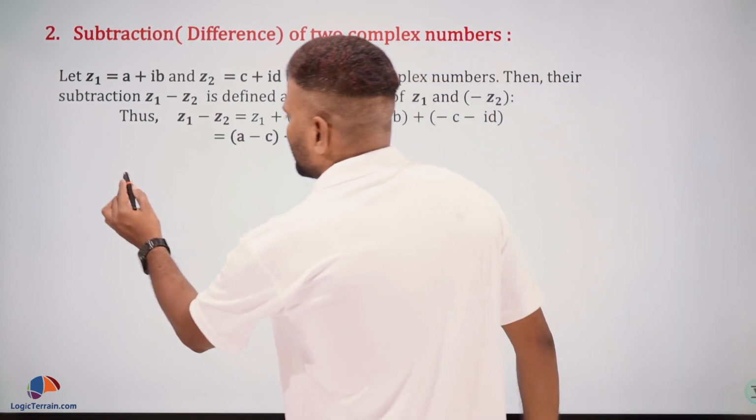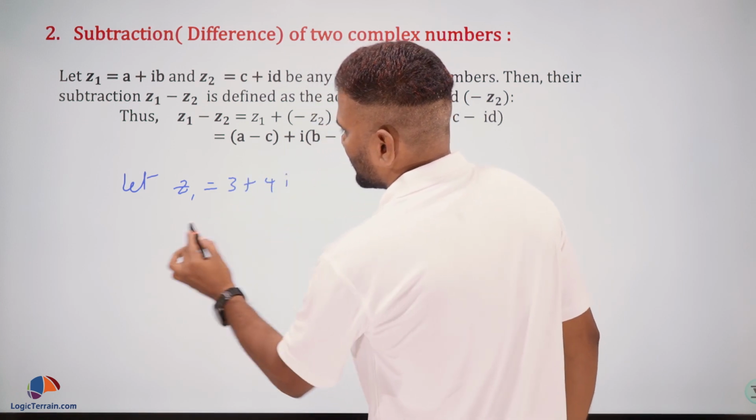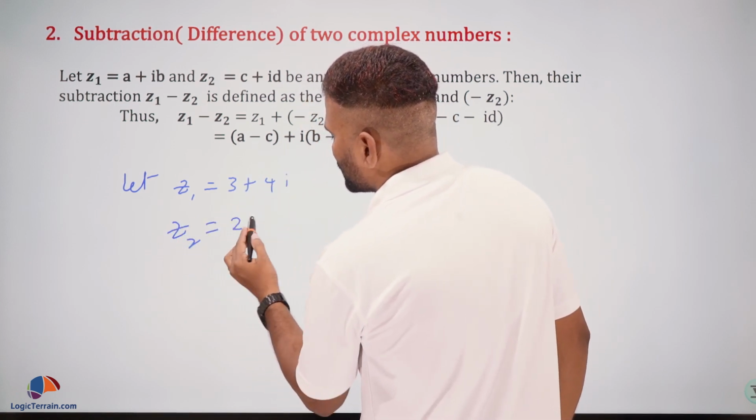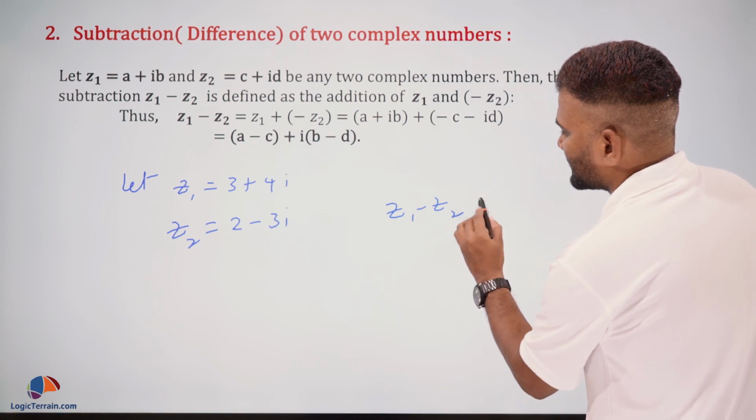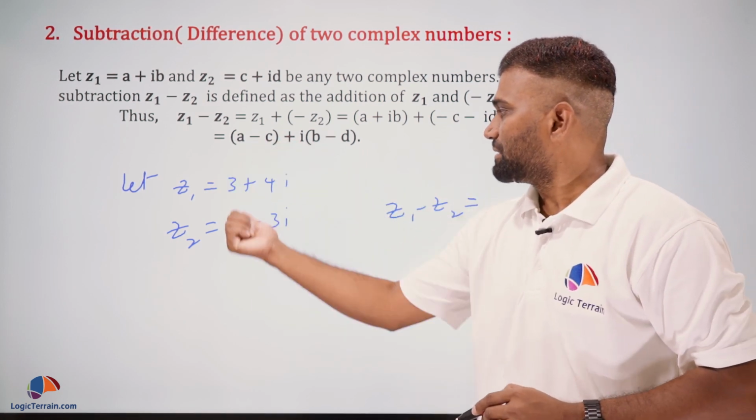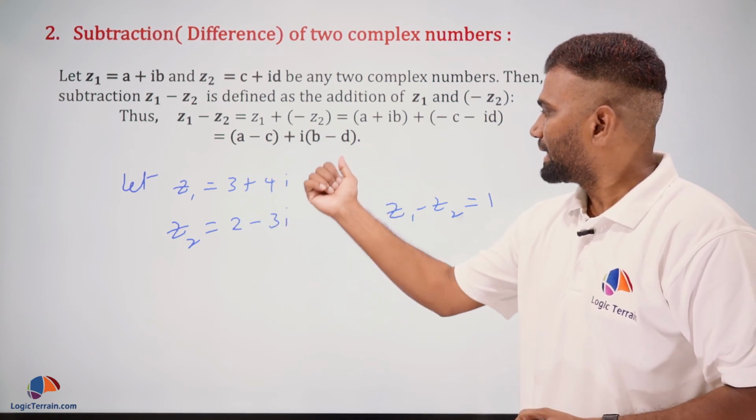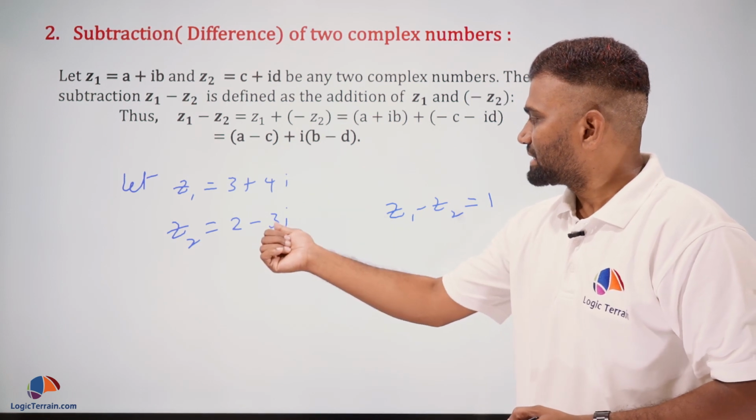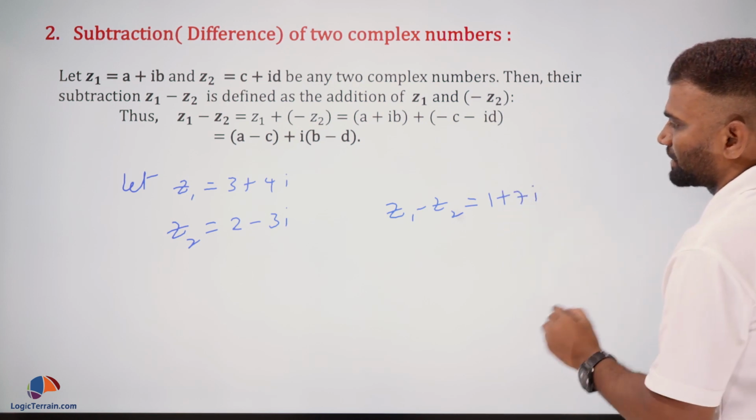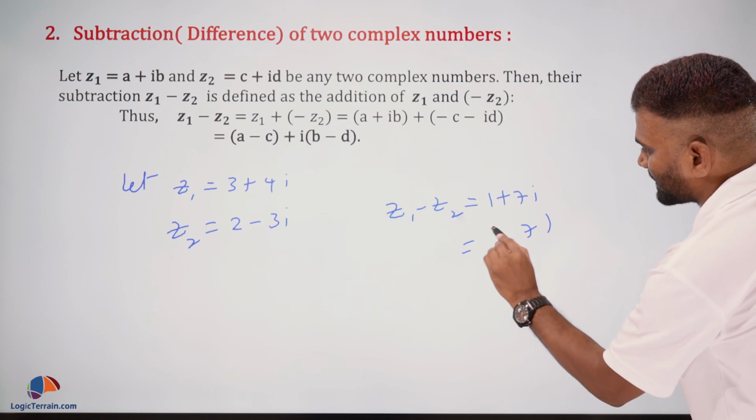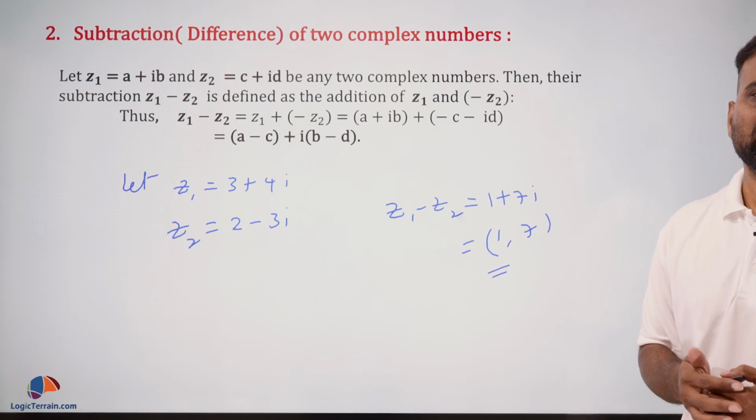For example, let z1 is equal to 3 plus 4i and z2 is equal to 2 minus 3i. Then z1 minus z2 is equal to a minus c, that is 3 minus 2, 1, plus i of b minus d. Here b is 4 and d is negative 3, minus of minus 3 is positive 3, so 4 plus 3, 7, plus 7i, which is the same as 1 comma 7. Therefore, z1 minus z2 is equal to 1 plus 7i or 1 comma 7.